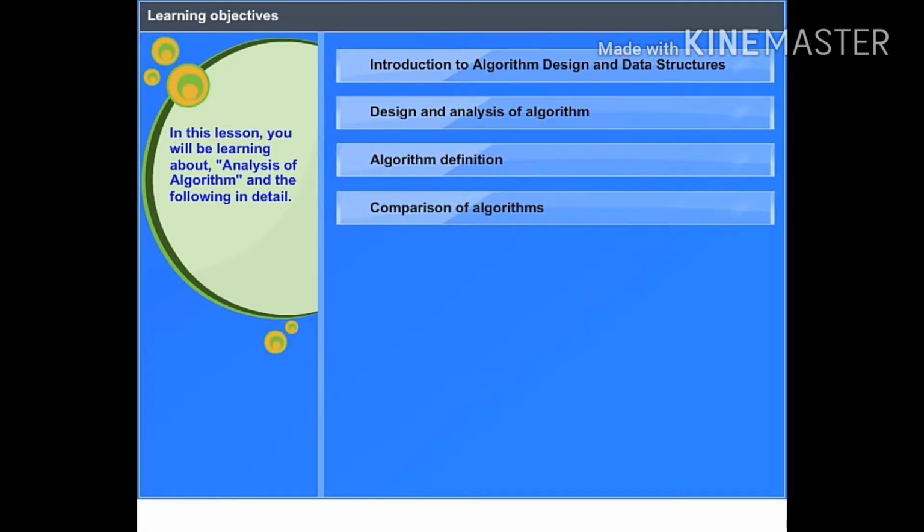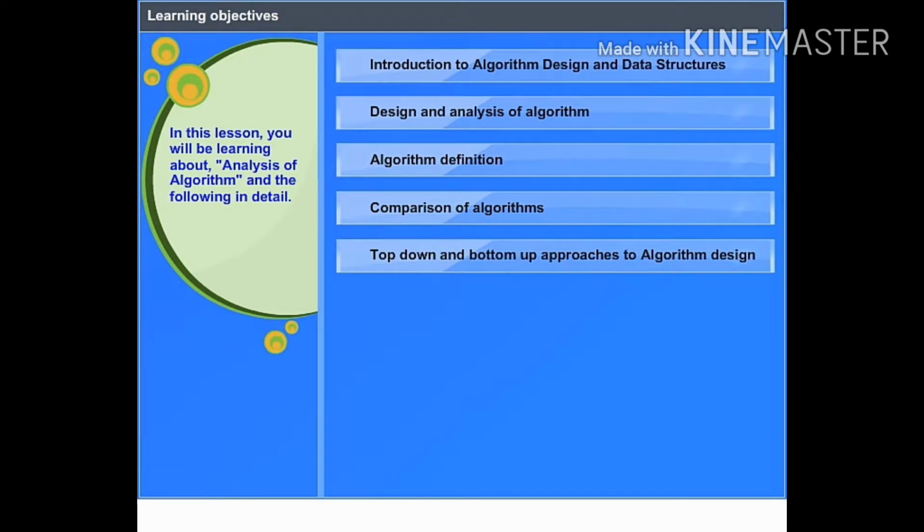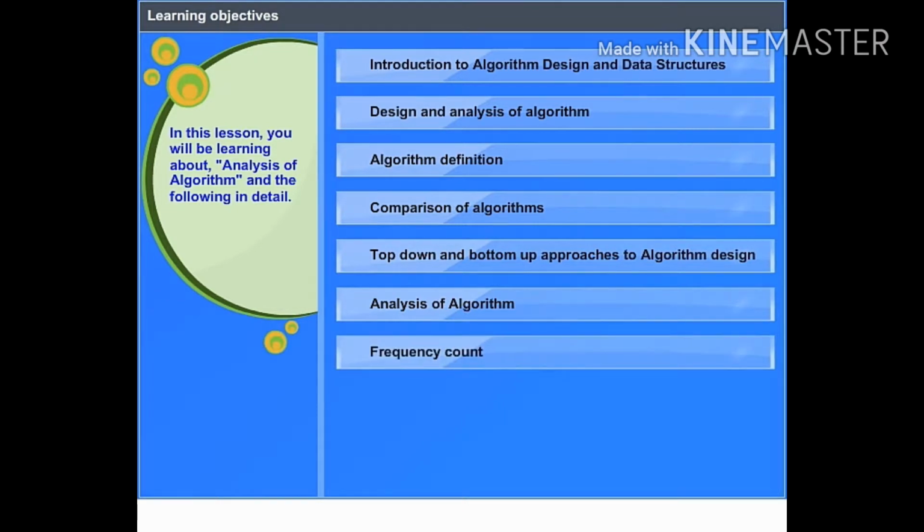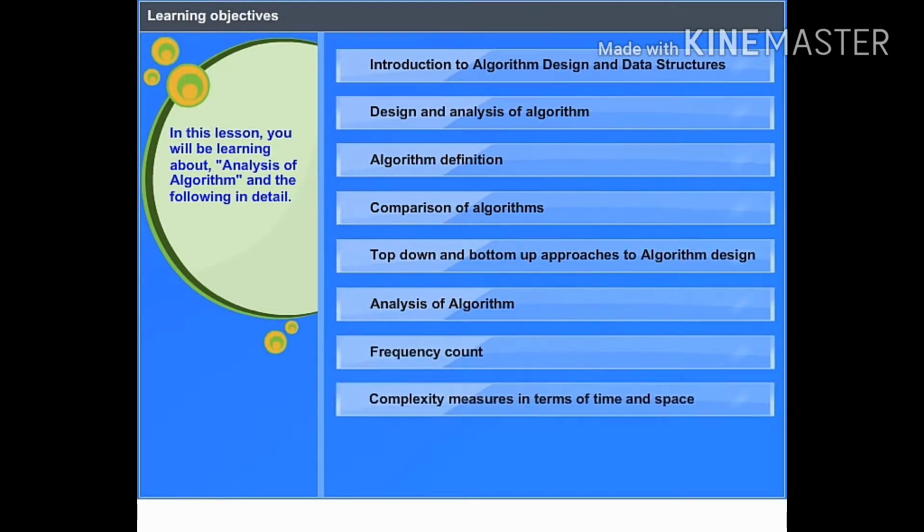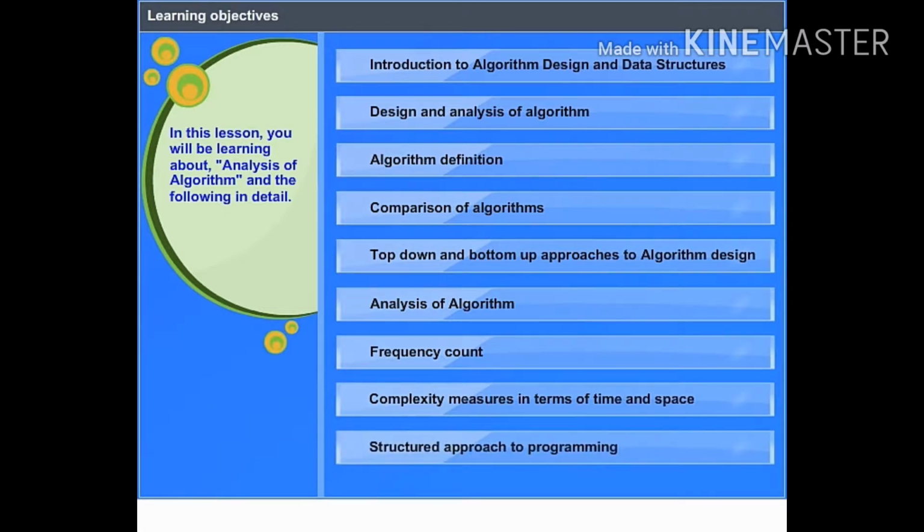definition, comparison of algorithms, top-down and bottom-up approaches to algorithm design, analysis of algorithm, frequency count, complexity measures in terms of time and space, structured approach to programming.